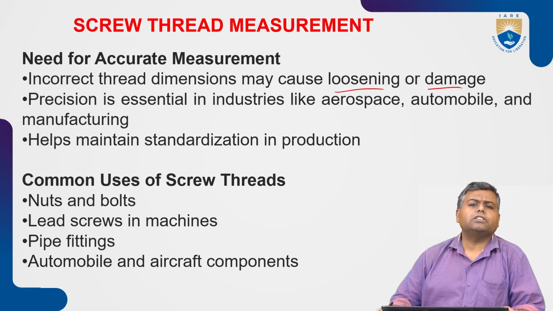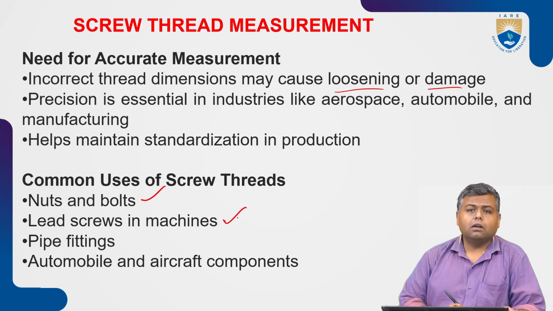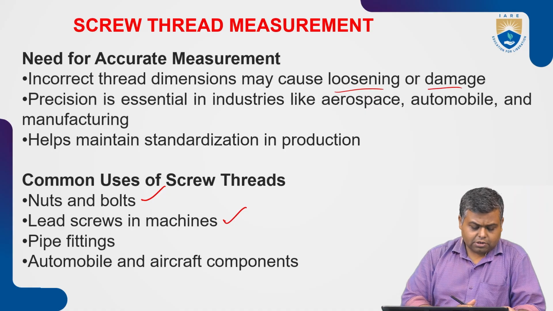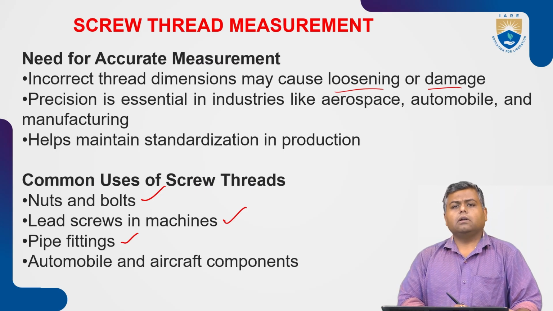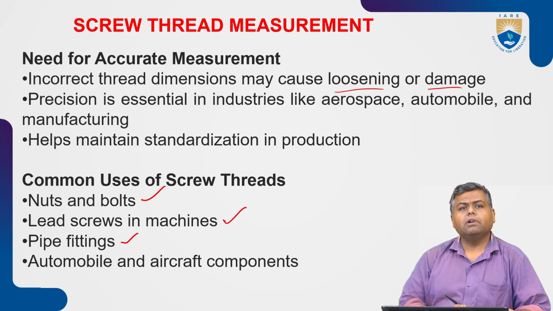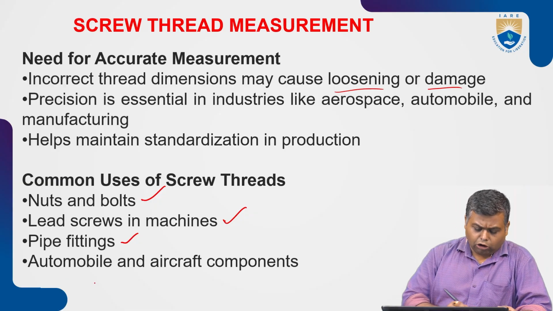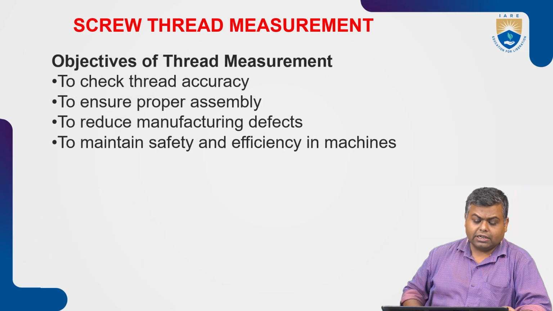Common uses of screw threads are bolts and nuts. The lead screw in the machine aligns the movement of all the different parts with respect to the components placed on the machine. Then there is pipe fitting. If you want any fluid to travel from one place to another without any leakage, we thread the pipes and join both so that they will not leak. Next are automobile and aircraft components, which are a major application of screw threads.